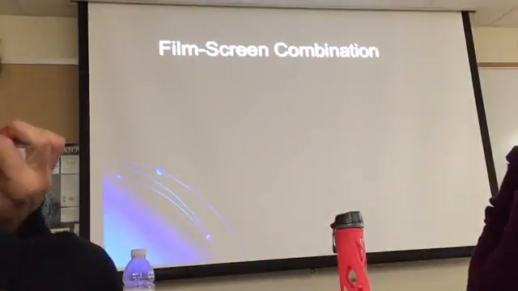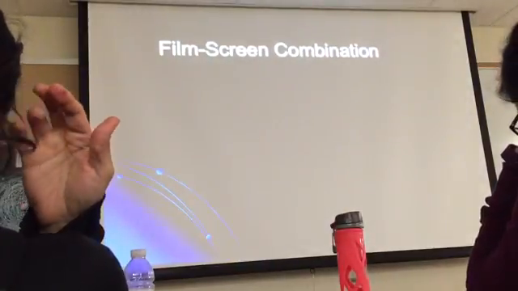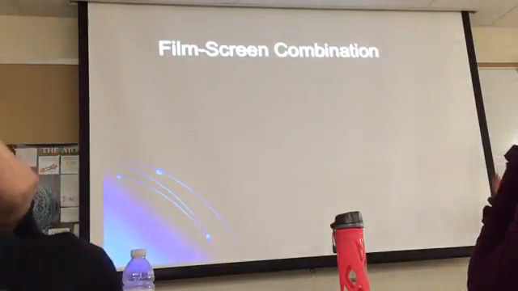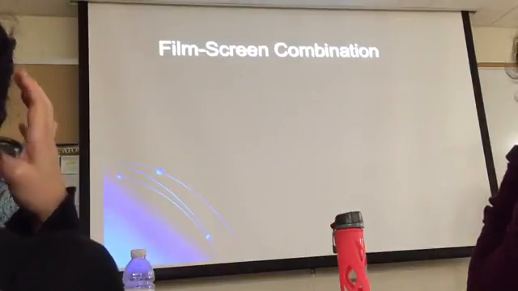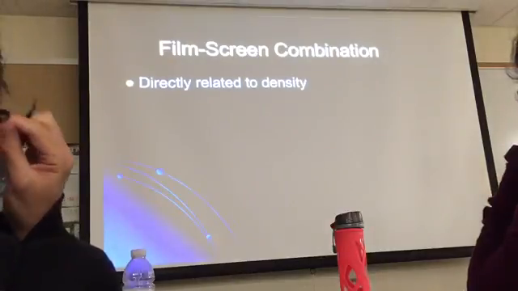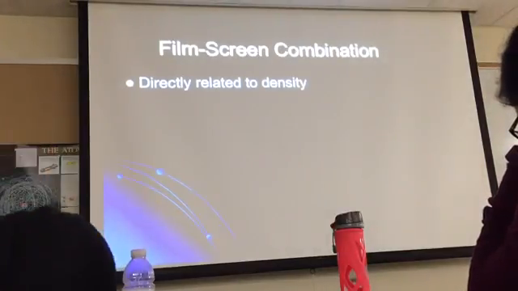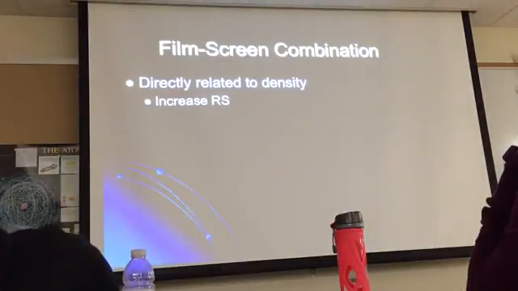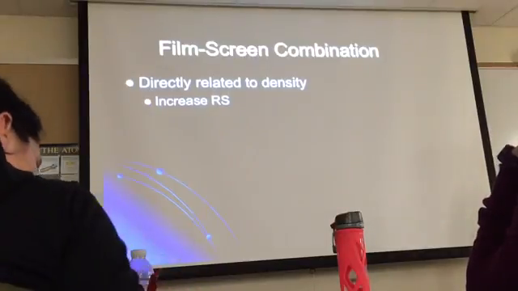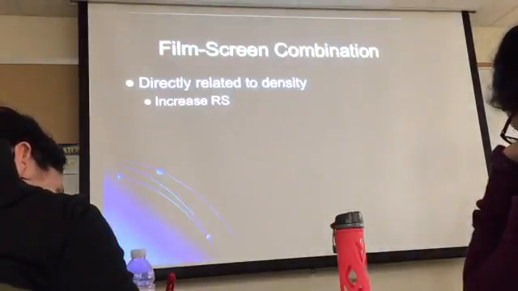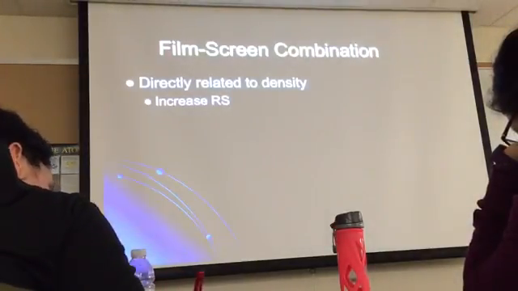Now, film and screen combination. So look, this is one that we kind of thought about when we were looking at this. So now you're combining different films with different screens. Okay. So directly related to density. All right, you guys remember what RS stands for? Yeah, speed. But what is R? Relative speed.